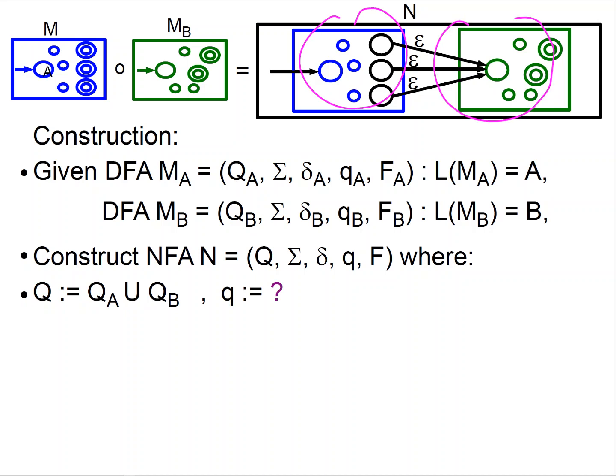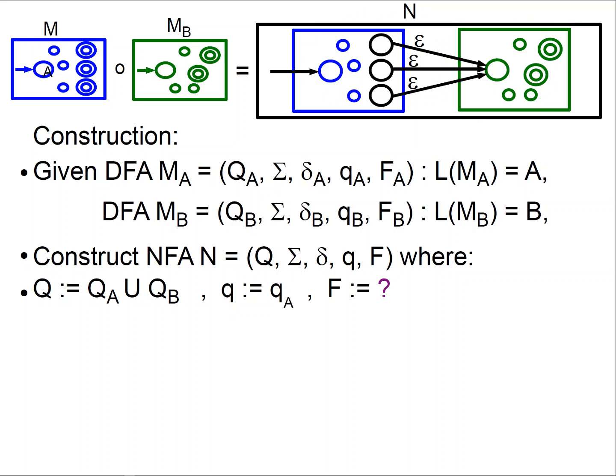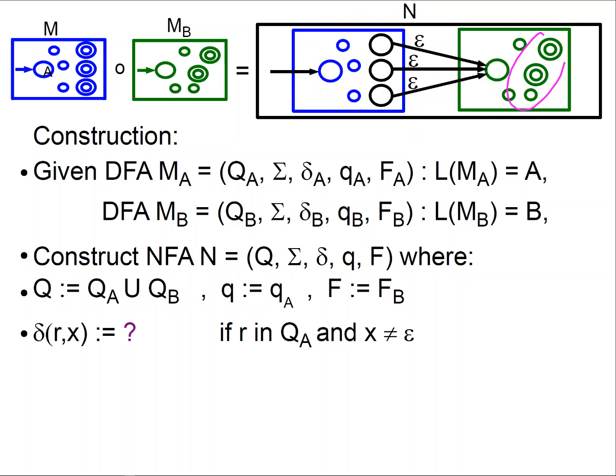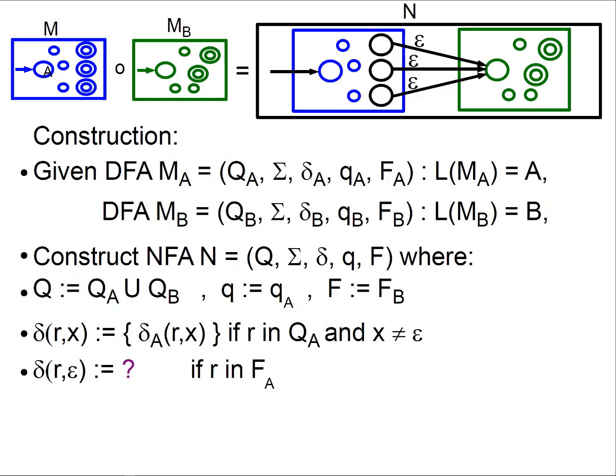The start state in N will be just the start state of MA. What is the set of accept states? It is just FB, because the accept states of MA are not accept anymore. What about delta? Well, delta of R, x: if R is in QA and you're not reading an epsilon transition, it would be just the set containing delta A of R, x. You just follow MA.